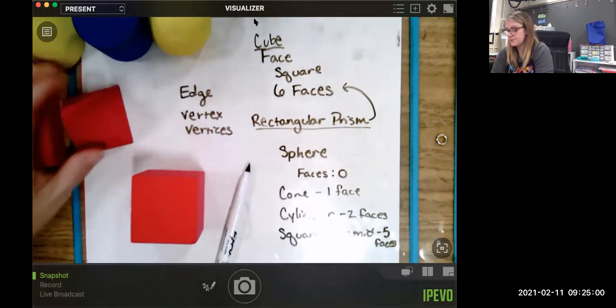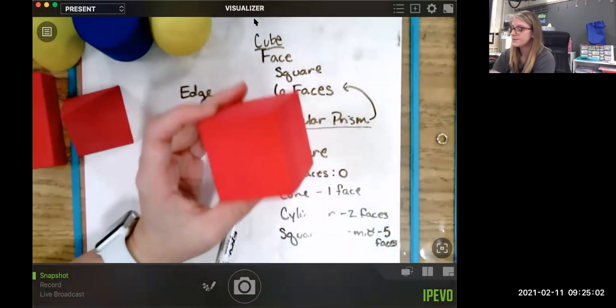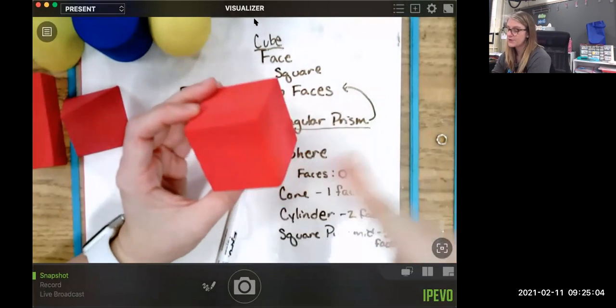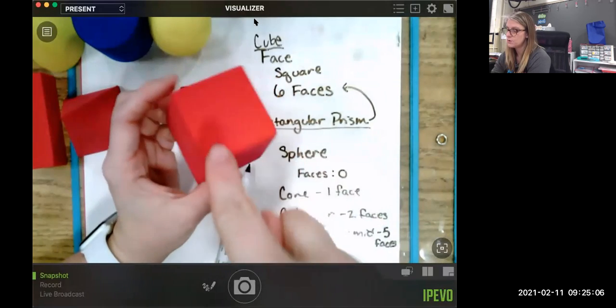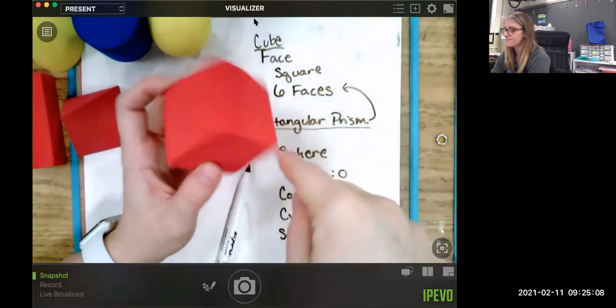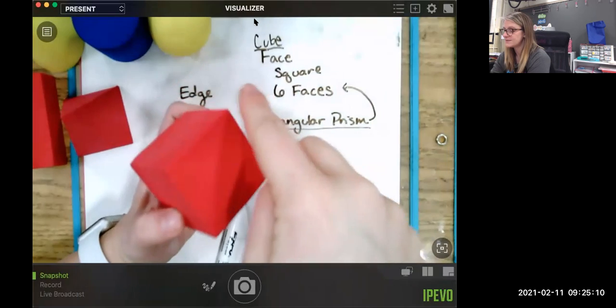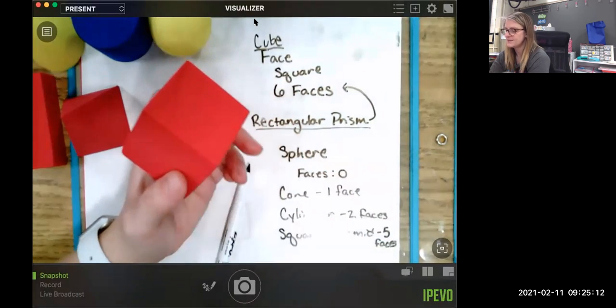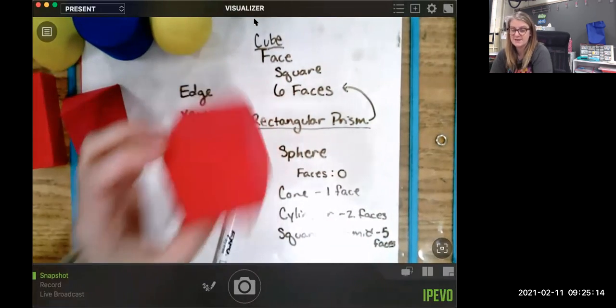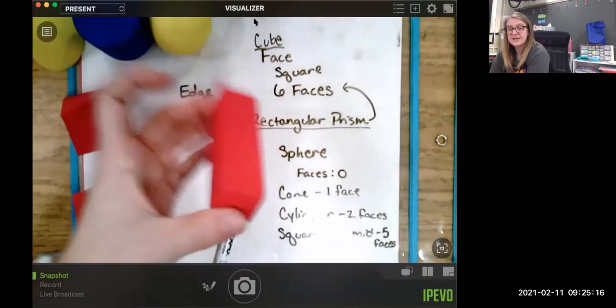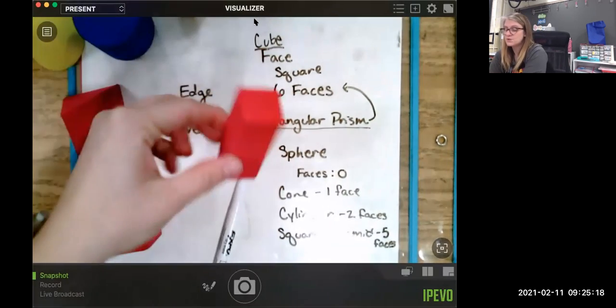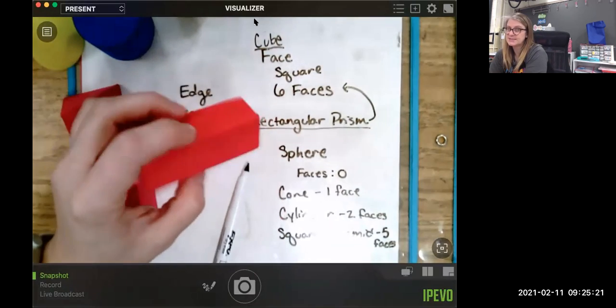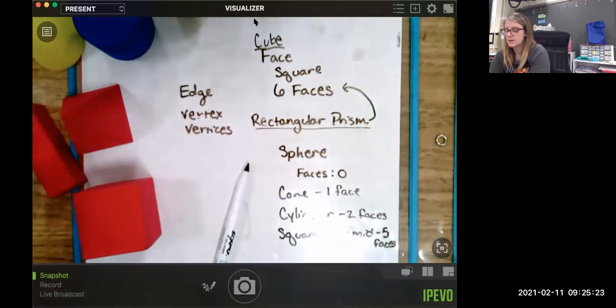I'm going to do the cube. Okay, so we're going to count the vertices of our cube. 1, 2, 3, 4, 5, 6, 7, 8. So our cube has 8 vertices. Our rectangular prism, we can assume, has the same because it has the same number of faces.